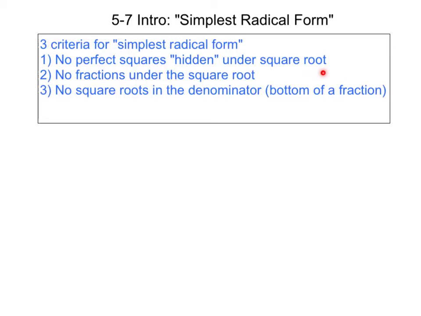What that means is that you can't have any numbers that you can take the square root of, such as 4, 9, 16, etc. Those can't be under the square root. Secondly, you can't have fractions under the square root, and so you cannot look at the number square root of 1/2. You have to simplify it even further. Also, you can't have square roots in the denominator, which is the bottom of a fraction. When you have a situation like that, you must rationalize.